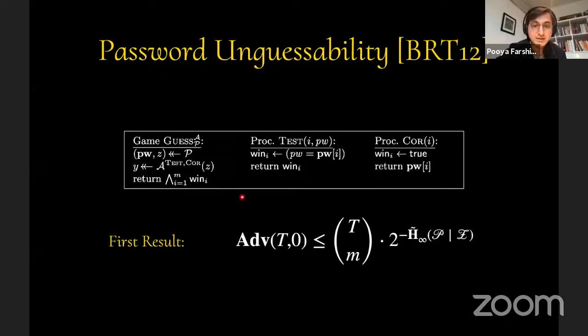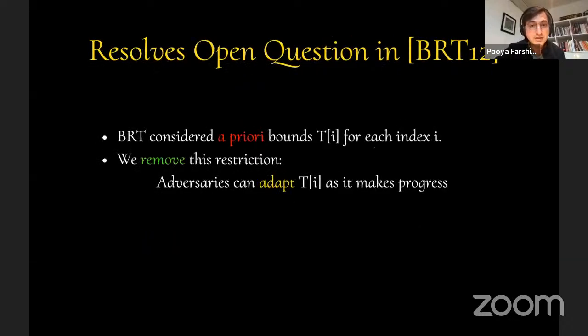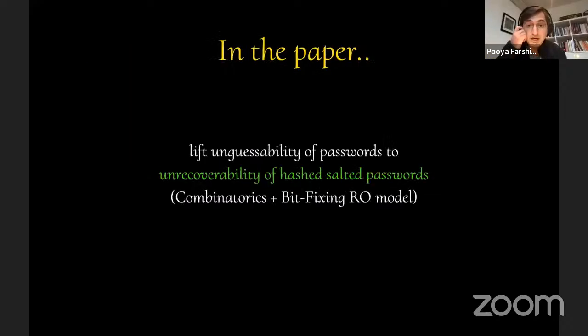The first result of the paper is that we bound the adversarial advantage in this game in terms of the classical min-entropy of the password distribution. This answers an open question in BRT, where the authors had an a priori bound Ti on the number of test queries for each instance i. Removing this restriction is interesting because the adversary could adapt its number of queries as it makes progress in different instances. In the paper, we go beyond this and lift this unguessability of passwords to unrecoverability of hashed salted passwords. I don't have the time to go into that, but the techniques use some combinatorics in the bit-fixing random oracle model of Coretti, Dodis, Guo, and Steinberger.